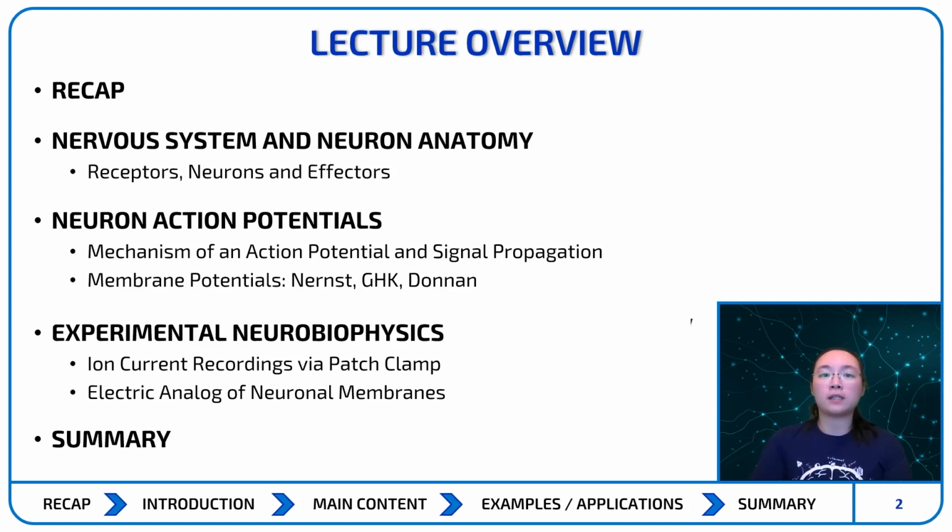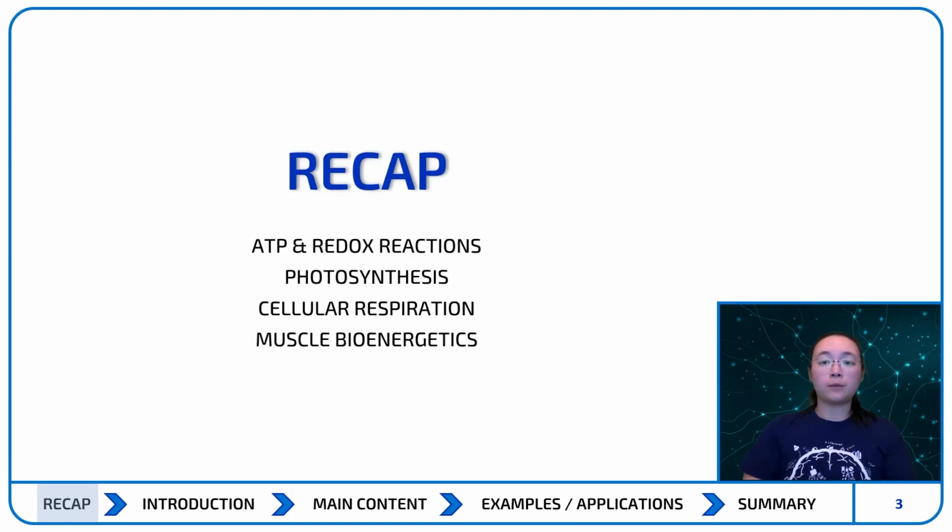Afterwards, we'll take a look at some experimental neurobiophysics, which has to do with how we as experimental biophysicists can apply different biophysical tools to analyze action potentials as well as different signals from the brain. So now let's start our recap. We're first going to go through some redox reactions, basically go through what they are, then go into photosynthesis, the main steps involved, as well as cellular respiration.